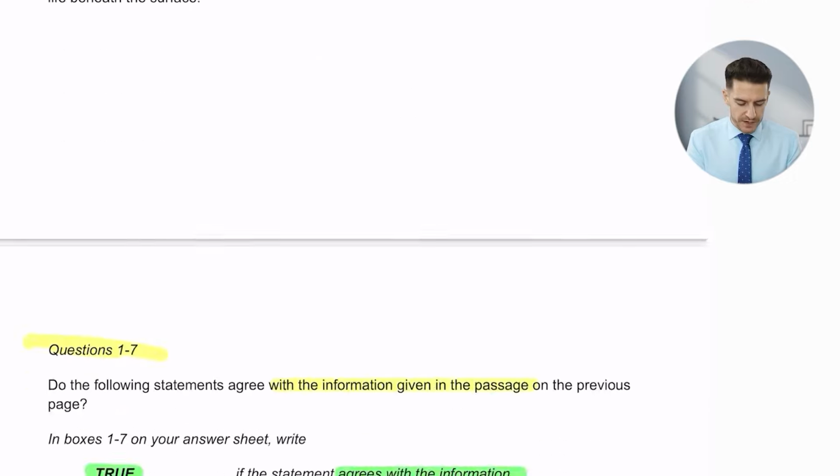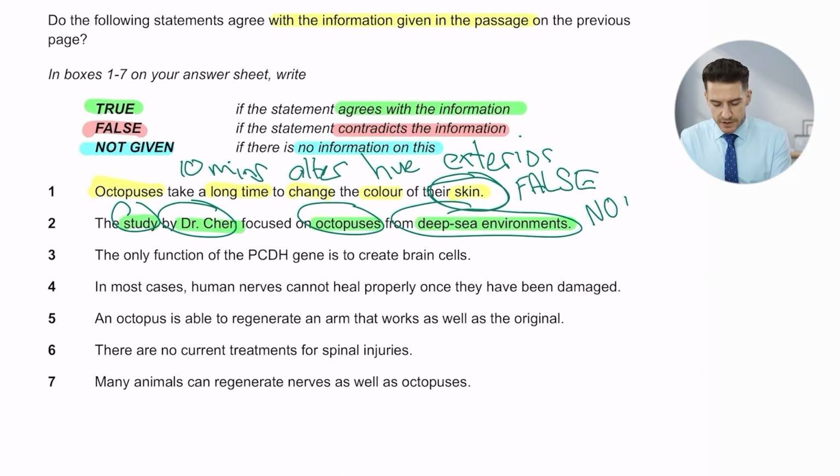So the answer for number 2 will definitely be not given. Why? Because we don't know. Remember, if you don't know from reading the passage, that means the answer is not given. So let's move on to the next one now.